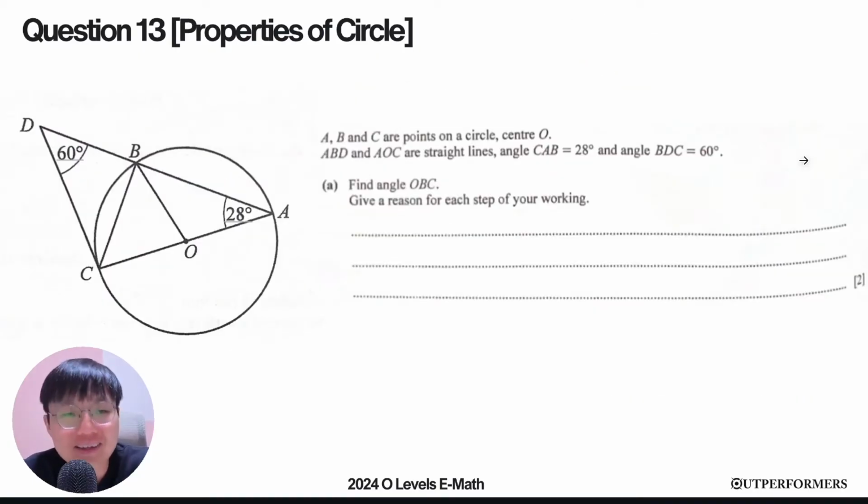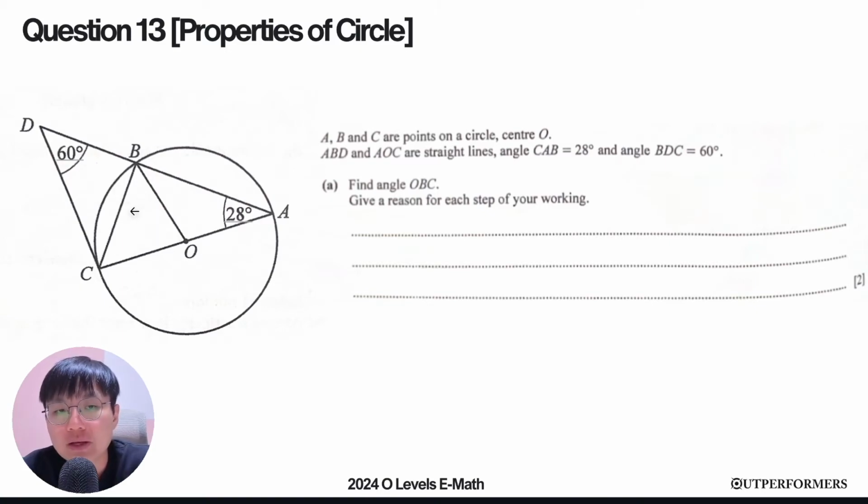Alright, we're going to move on to question 13 on properties of circle. Right, so we have A, B, C are points on the circle with center O. Okay, and they give us all these values over here. The very first part is to ask us to find angle OBC. Angle OBC is over here.